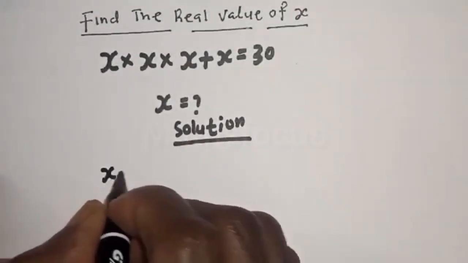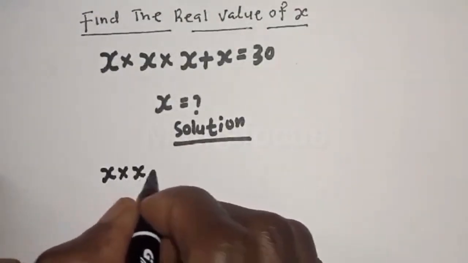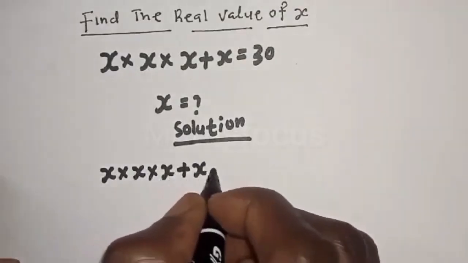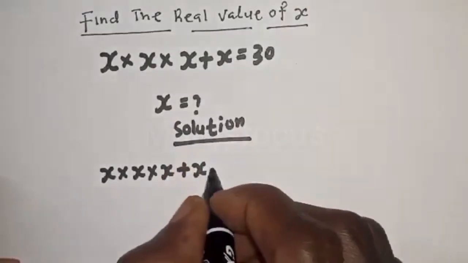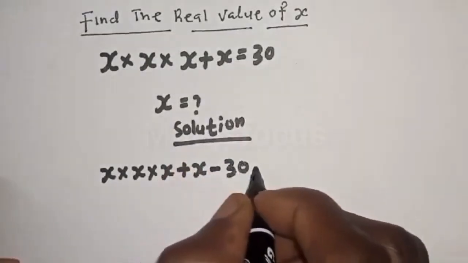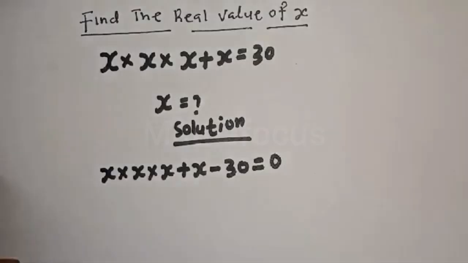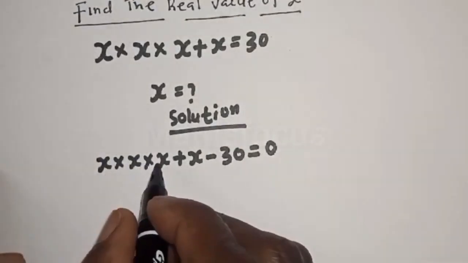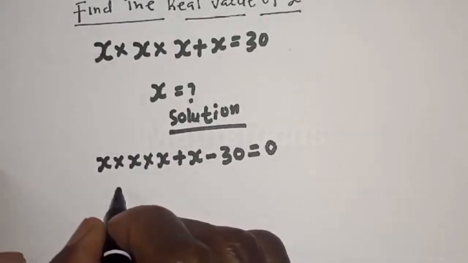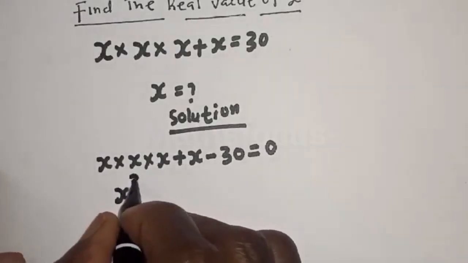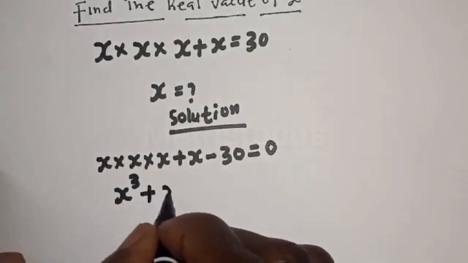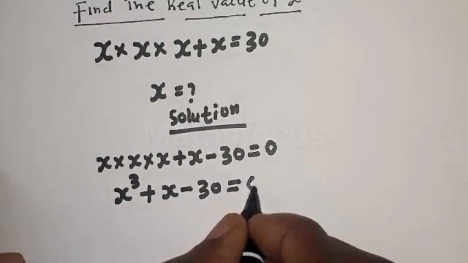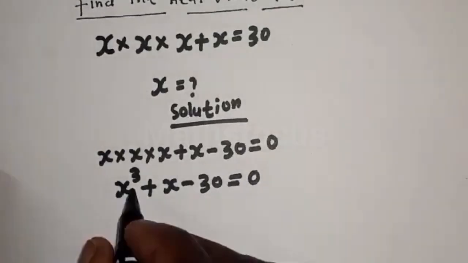We have s multiplied by s multiplied by s plus s. If this 30 comes to this side, it becomes minus 30 is equal to 0. S multiplied by s multiplied by s is s raised to power 3, plus s minus 30 is equal to 0.